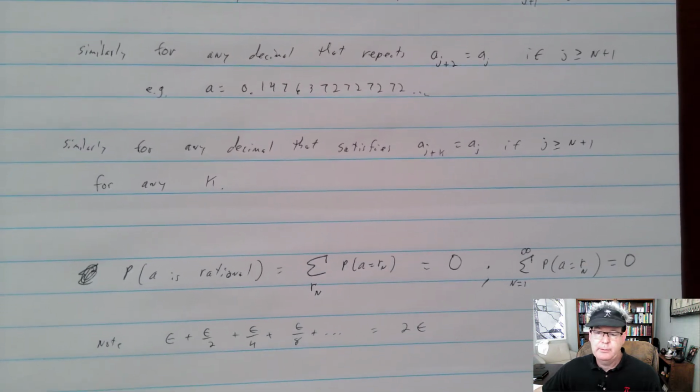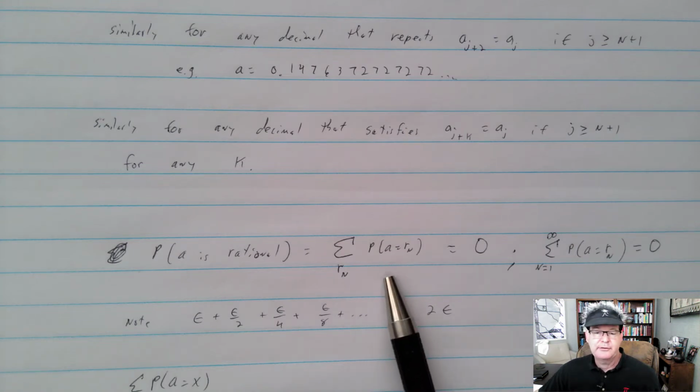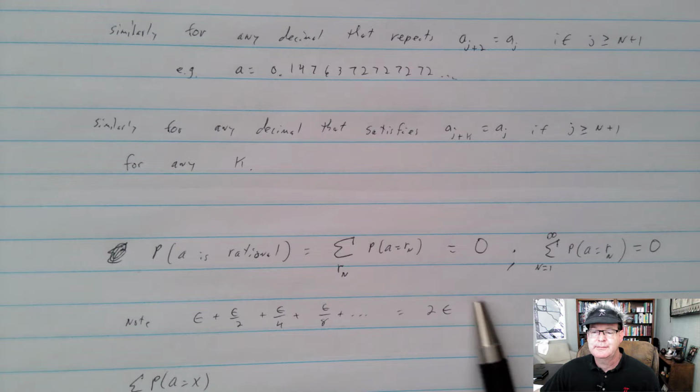The other way, once you have any one rational has probability 0, you can just kind of sum over all the rationals. Sum the probabilities, and you're summing 0 over and over. And of course, summing 0 over and over is 0.